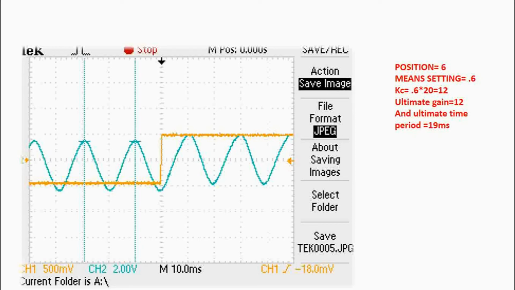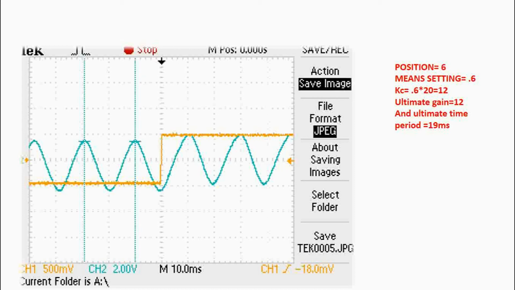This is our sustained oscillation which we have obtained at position 6 of the P potentiometer, meaning our setting is 0.6. So our gain will be 12. So our ultimate gain is also 12. So Kcu is equal to 12, and the ultimate time period is the time period between two successive peaks, which we can measure using the cursor, which is 19 milliseconds.